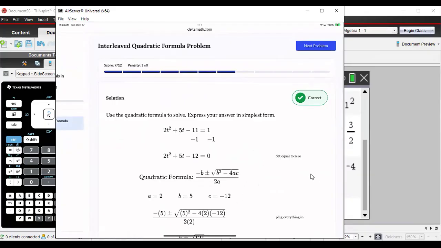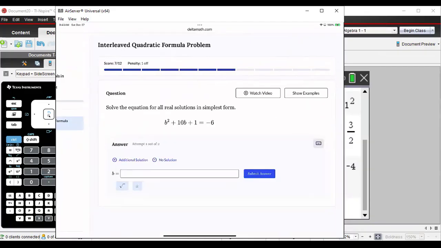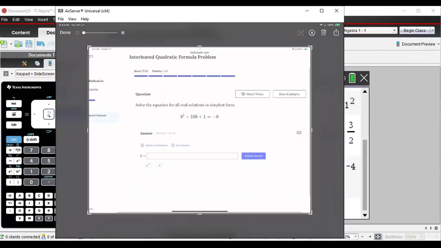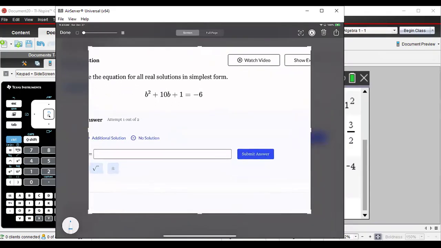Now, again, I'm looking for one where I actually have to simplify the radical. All right, so let's go to the next question and see what we got here. Okay, take a picture. All right, it's not equal to 0, so we've got to make it equal to 0. Add 6 to both sides. So it's going to be 1b squared plus 10b plus 7 equals 0. The a is 1, the b is 10, the c is 7.